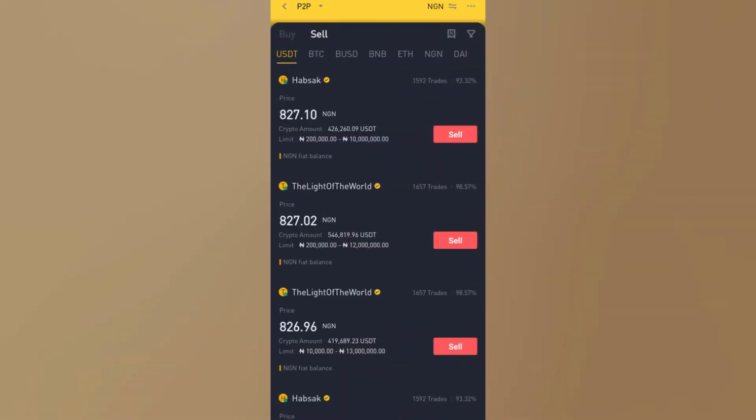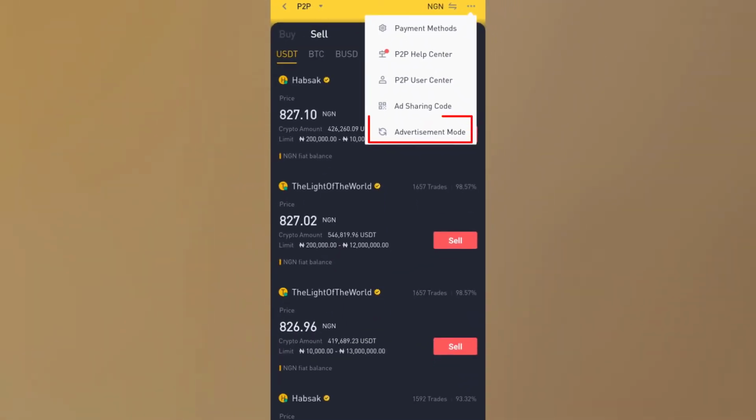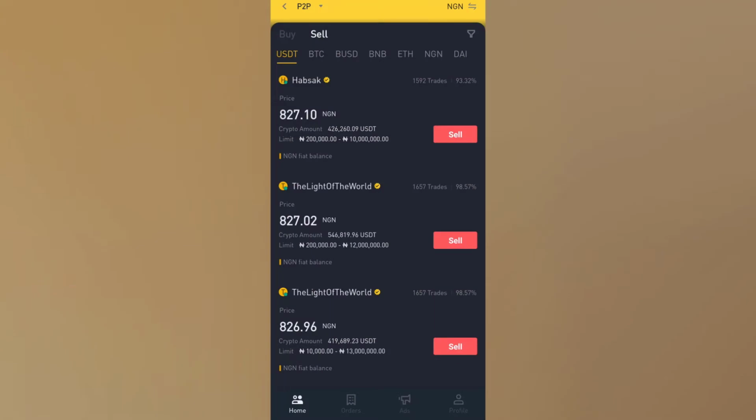Alright, so the very first thing you want to do is come over to the top right corner over here, click on that, and then go to advertisement mode, then you confirm. Now you can see that the interface here has already changed. So I'm going to be explaining a few things to you guys over here.